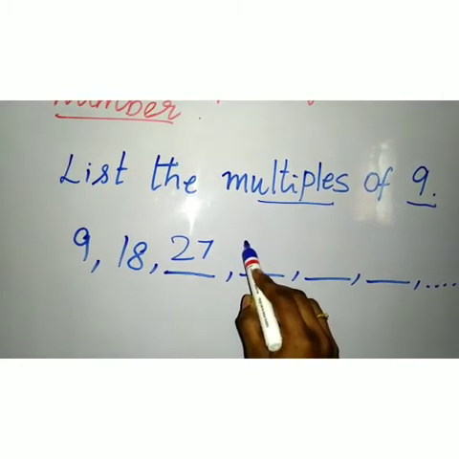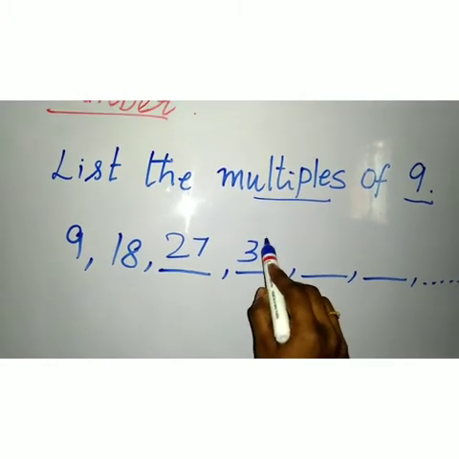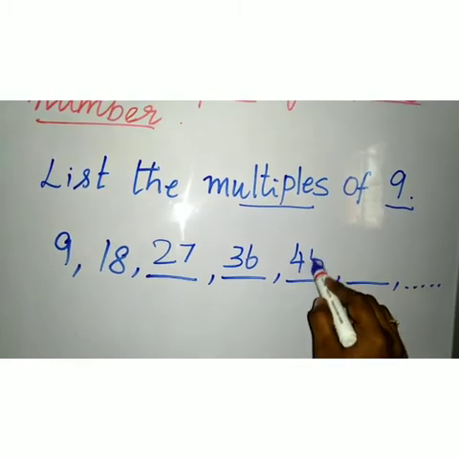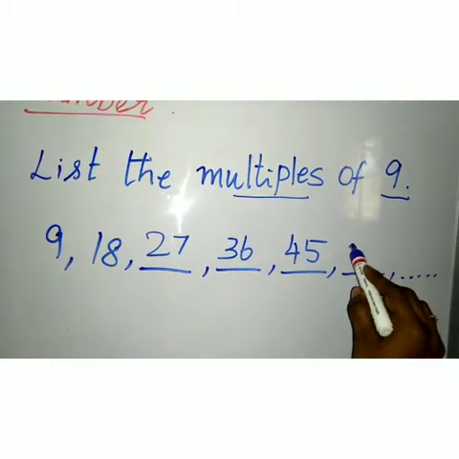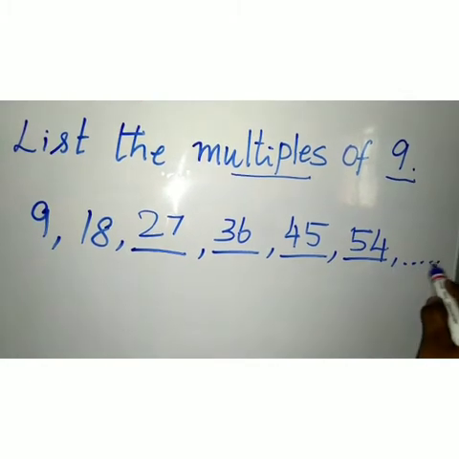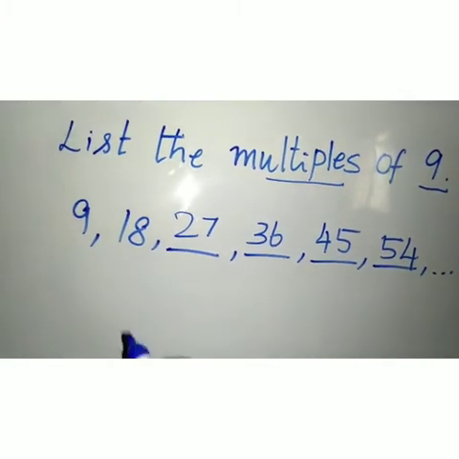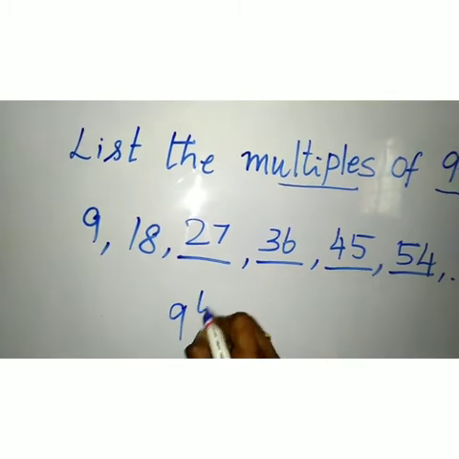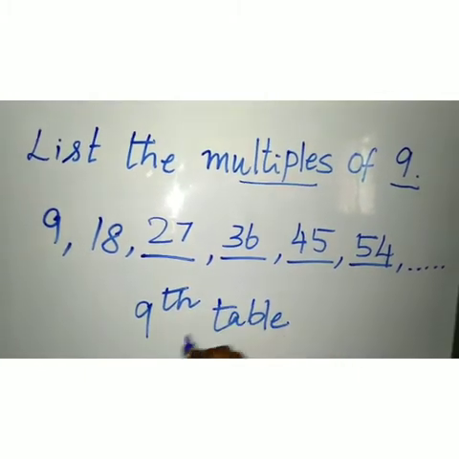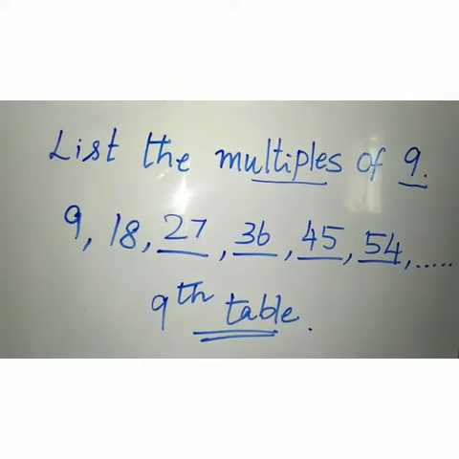After 9 and 18, then what comes? 27. So say the table. 9 threes are 27. 9 fours are? Say 9 fours are 36. 9 fives are 45. 9 sixes are 54. So it goes on up to infinity.